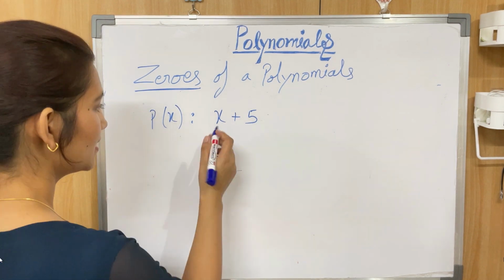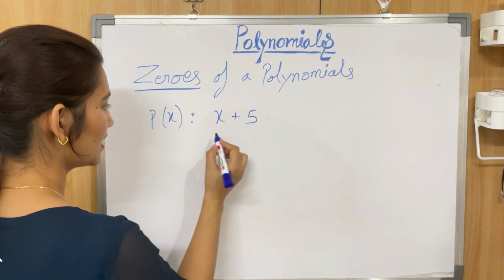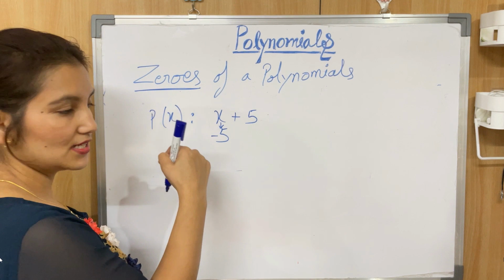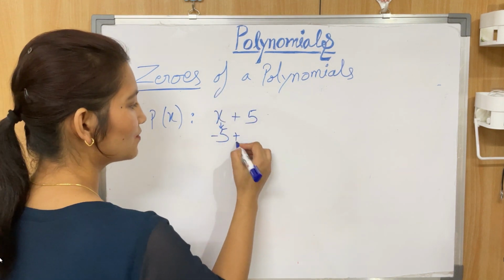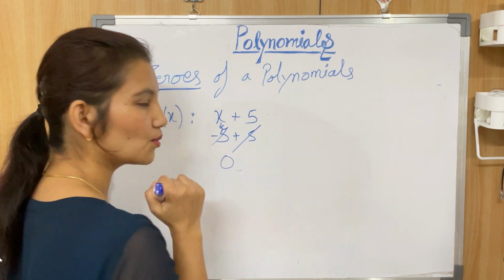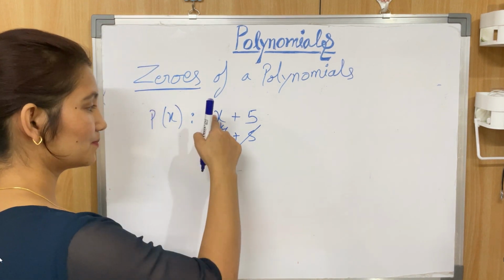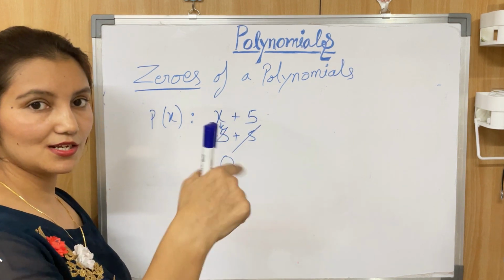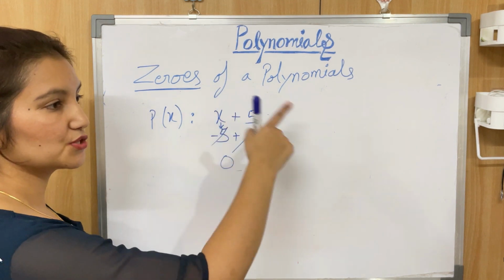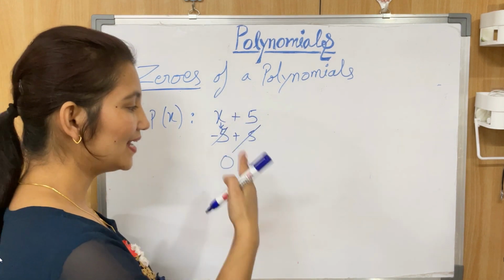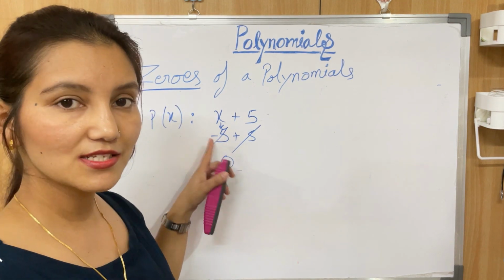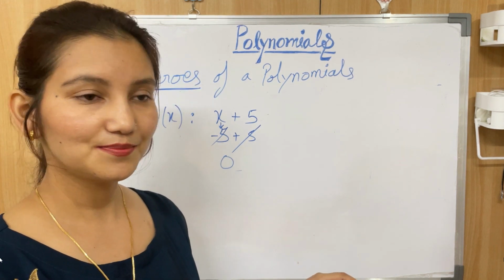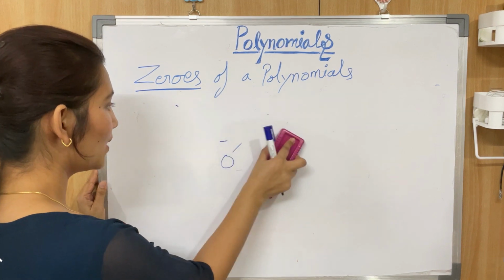Now let's take one example. If you replace x with −5, if the value of x would be −5, what will happen? −5 + 5 will cancel out and it will become 0, right? So the value of x, −5, has made this whole expression 0. Anything that makes the expression 0 is the zero of the polynomial, and in this case the zero of the polynomial is −5 because that value reduced this whole expression to 0. Clear? Okay, let's take one more example.